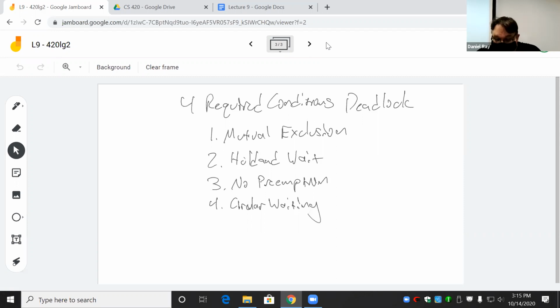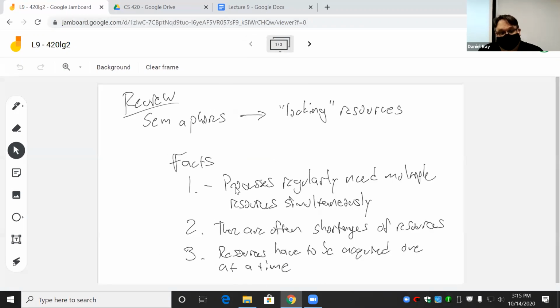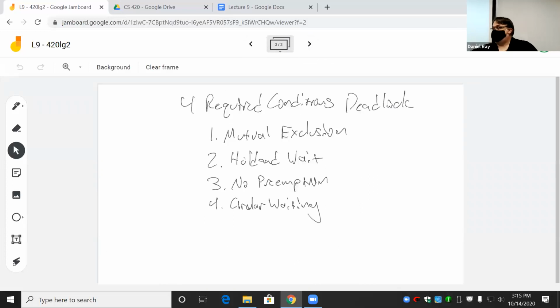exclusion. Hold and wait is when a process currently holding a resource can request new resources. Okay? We do that because, let's go back to our facts. We know that processes regularly need multiple resources simultaneously, and we also believe that there is a shortage of resources. Okay? So if you're going to get the resources that you need, you're going to have to request a resource and then hold that resource until you get the other resources that you need.